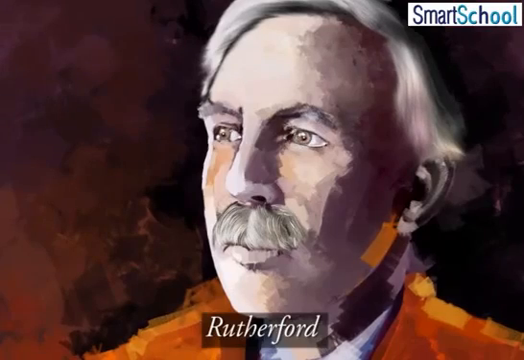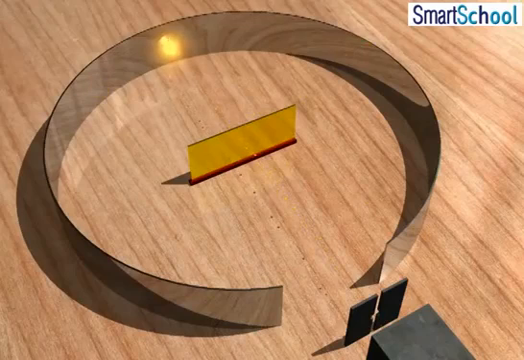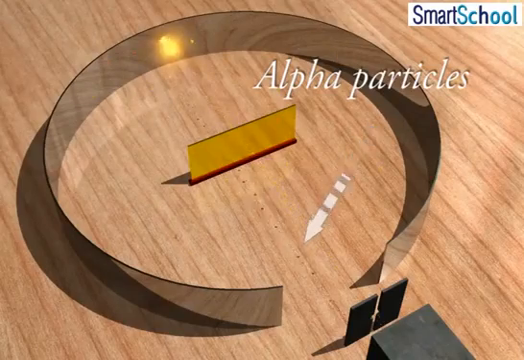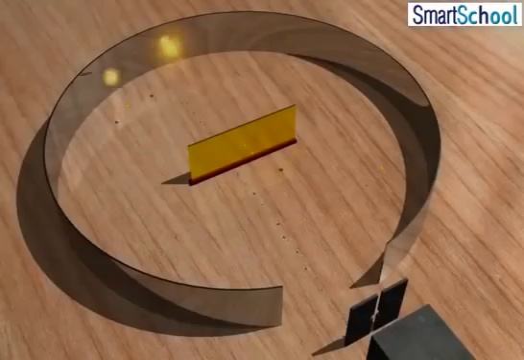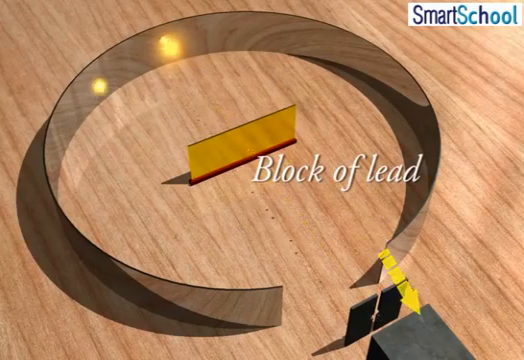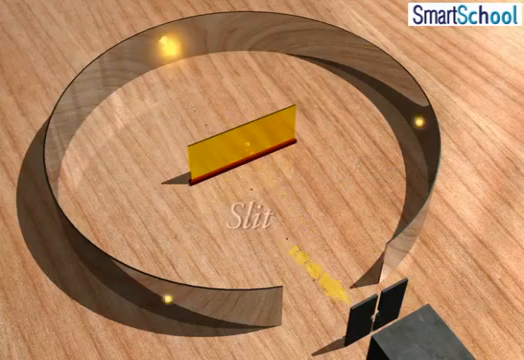In 1911, Rutherford performed an experiment in which he bombarded a thin foil of a heavy metal like gold with a beam of fast-moving alpha particles, which are doubly ionized helium ions, He2+, each having 2 units of positive charge and 4 units of mass, 4u. These were obtained from radium placed in the cavity of a block of lead and made into a fine beam with a slit.